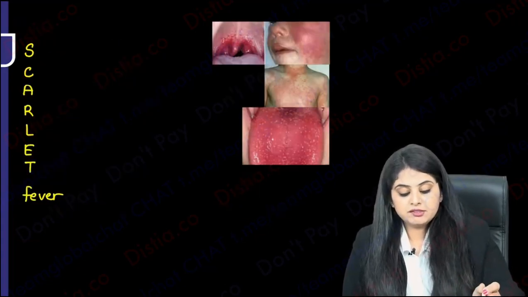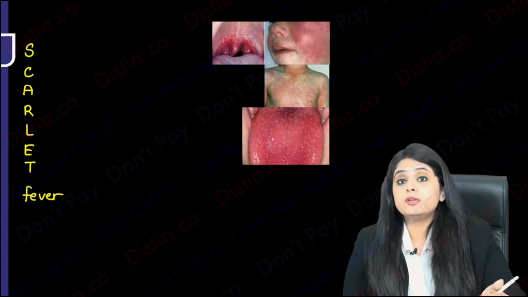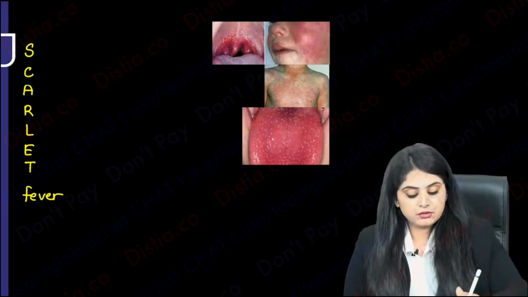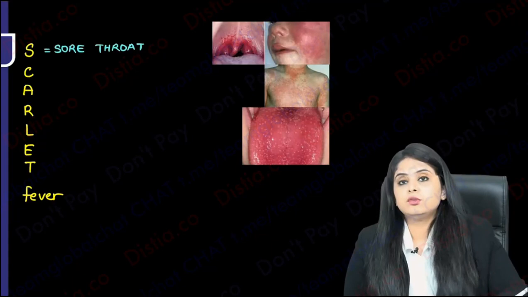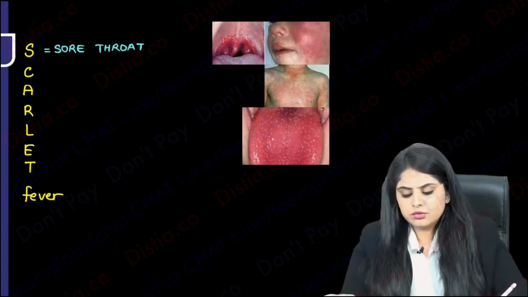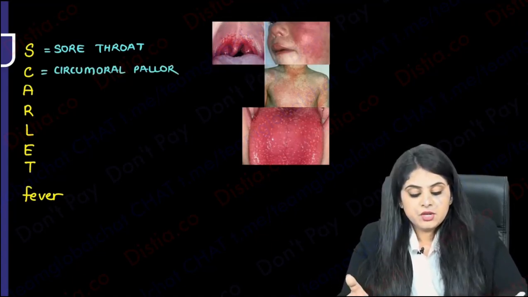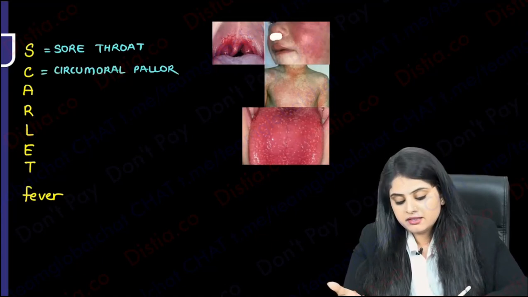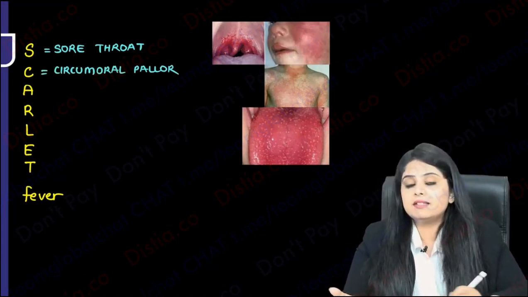We also have to study what is scarlet fever. For scarlet fever, I've got you a mnemonic which will help you a lot in pediatrics also. So S is of course sore throat, because it is streptococcus, so there will be sore throat, and I can see the sore throat and the hyperemic lesion over there. Then circumoral pallor. There is a circumoral pallor that is there.